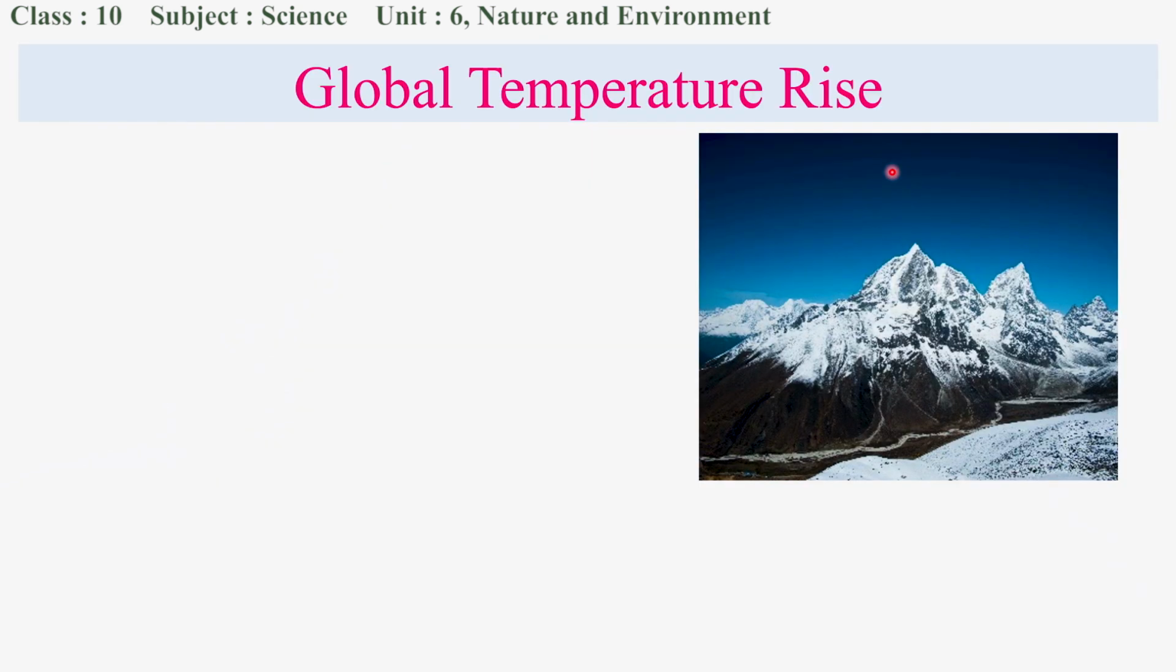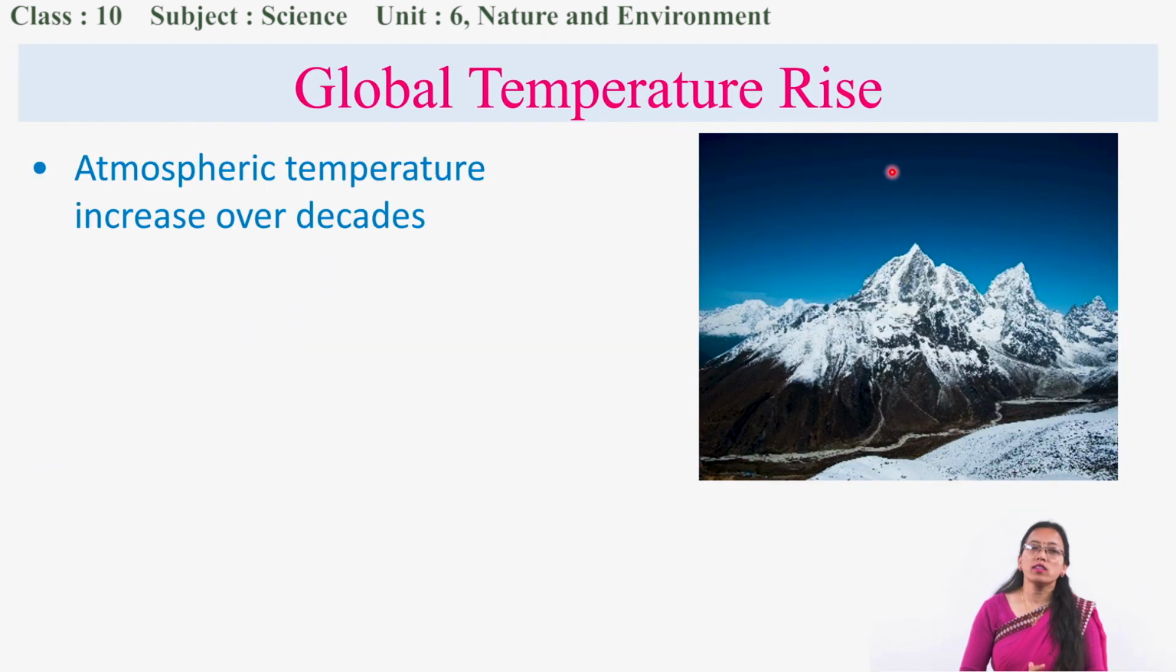Next, another effect of climate change is global temperature rise. Due to global temperature rise, different effects are seen. That means various effects can be seen on the surface of the earth. First, atmospheric temperature increases over the decades. Every decade the temperature is increasing and increasing.